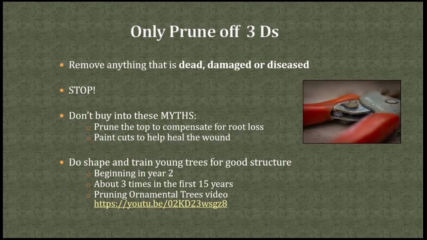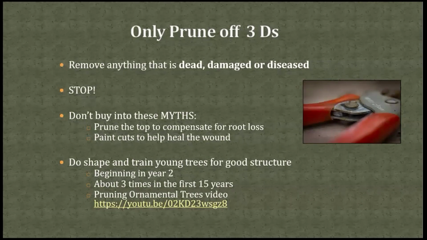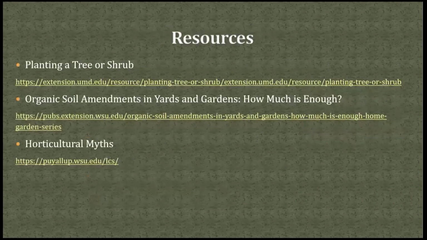But do remember this. If you are transplanting or planting a relatively young tree, I would say a tree that's in its first 10 years or so, you do need to shape and train your tree for good structure, beginning in year 2, probably 3-4 times in the first 15 years. And this video on pruning ornamental trees will tell you how to prune or train a tree for good structure. And again, more resources on this segment.